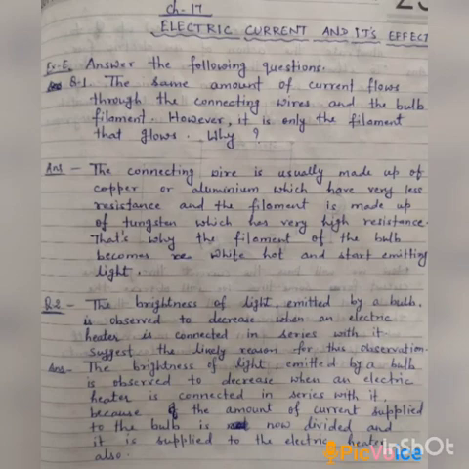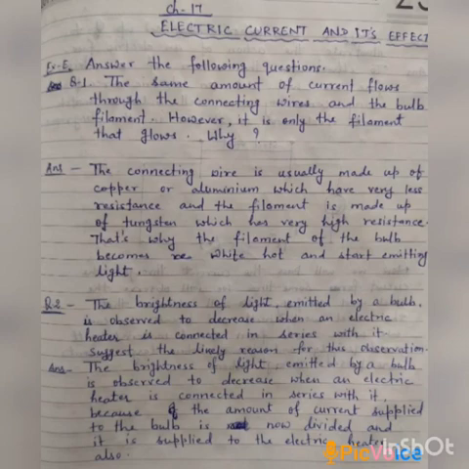Now, the first question is the same amount of current flows through the connecting wires and the bulb filament. However, it is only the filament that glows. Why? What is the reason of glowing of the filament when the same amount of current flows through the connecting wires and the bulb filament both?